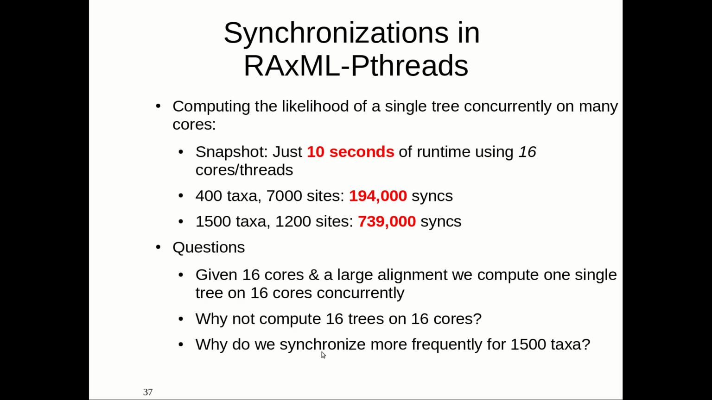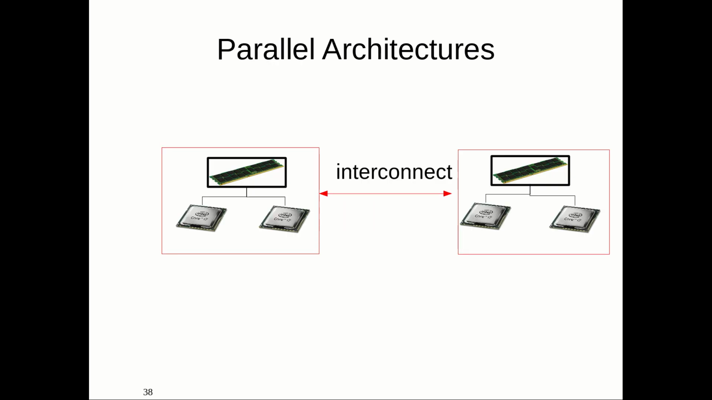And the reason why we synchronize more frequently for 1500 taxa is, as I said before, we're distributing the multiple sequence alignment sites over those 16 cores. So here, for 1500 taxa, each core will have less than 100 sites to work on. So individual calculations are much faster until the processor reaches the next synchronization point. I hope that this is somewhat clear, otherwise we can discuss it in the discussion section.